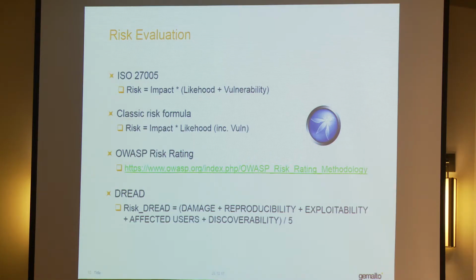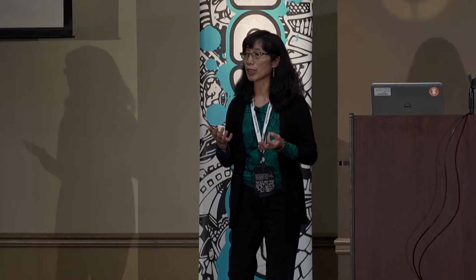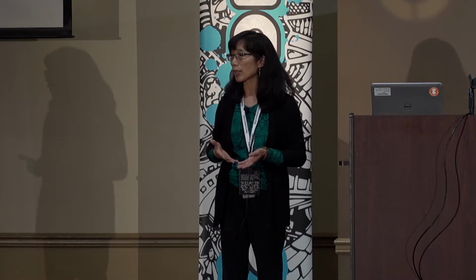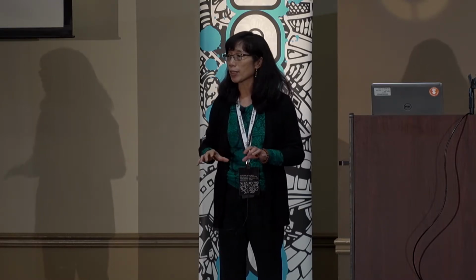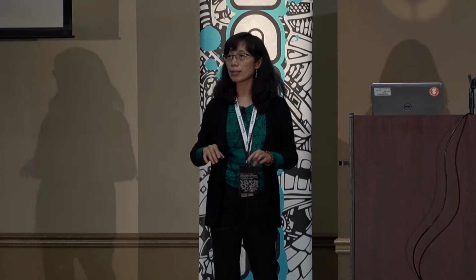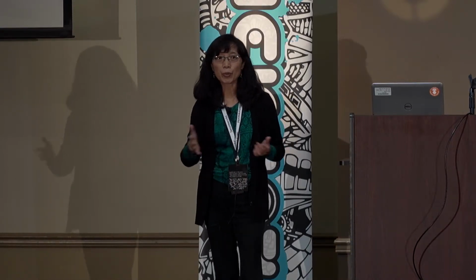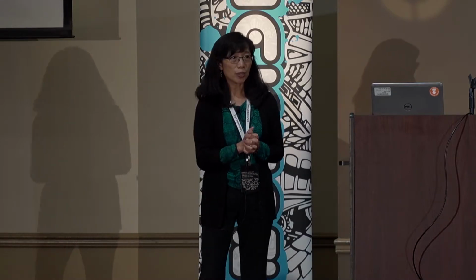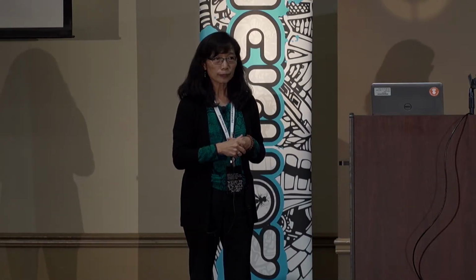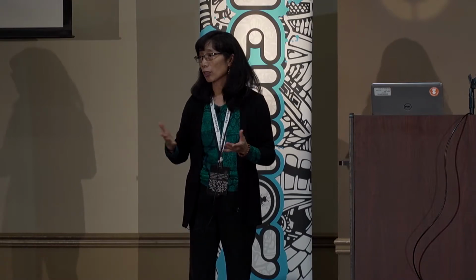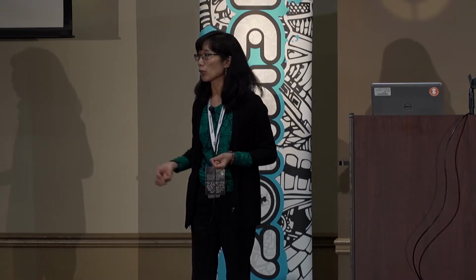OWASP has a calculator, literally a spreadsheet, and they have a list of questions, and you answer those questions. It will give you a score. So it is important to evaluate the risk. If it's a high or critical risk, you want to manage it as soon as possible. Normally, we all have very limited resources, so you want to look at the risk level to decide which things to deal with first.